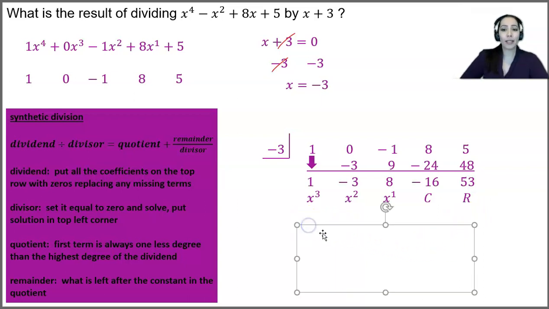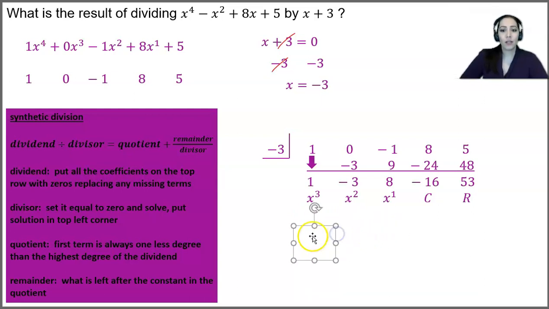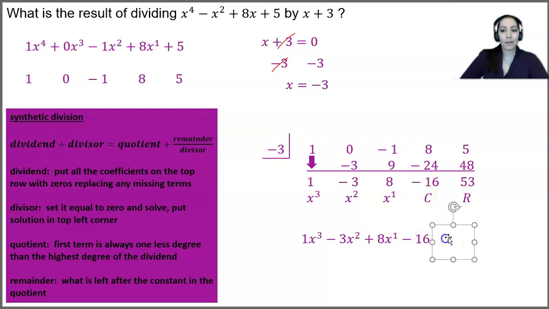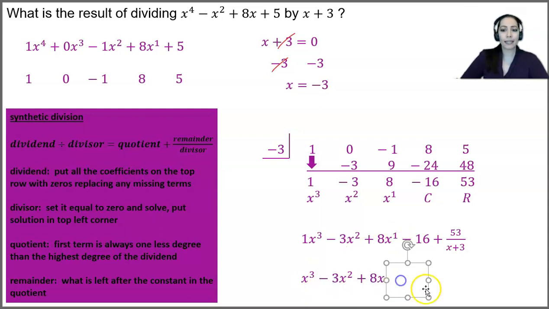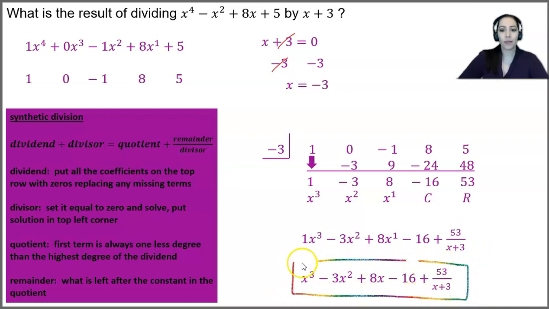So I can go ahead and write this as 1x cubed minus 3x squared plus 8x to the first power minus 16 plus our 53 over our divisor of x plus 3. Remember, the remainder goes over the divisor. So my remainder is 53, my divisor was x plus 3. Now I can reduce this a little bit more. We don't really write 1 coefficients, and we don't write exponents of 1. So to smooth this up, I would just write x cubed minus 3x squared plus 8x minus 16 plus 53 over x plus 3.